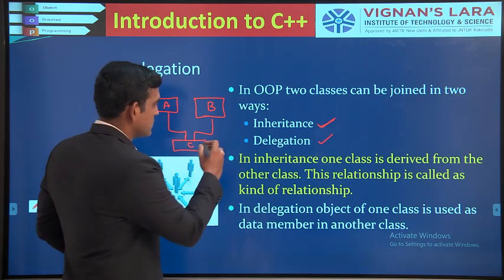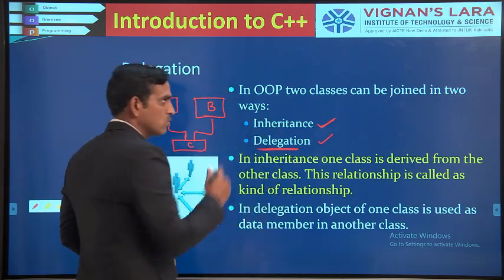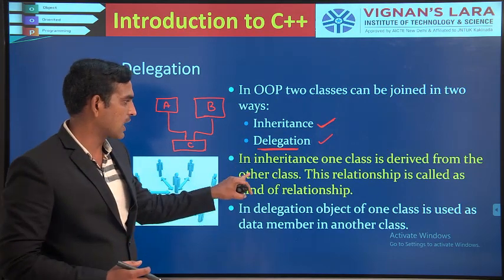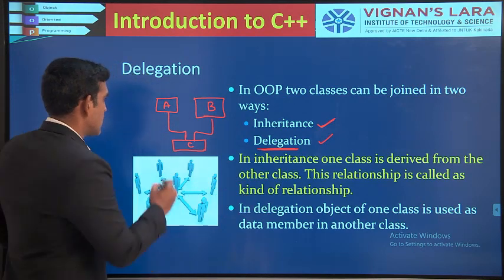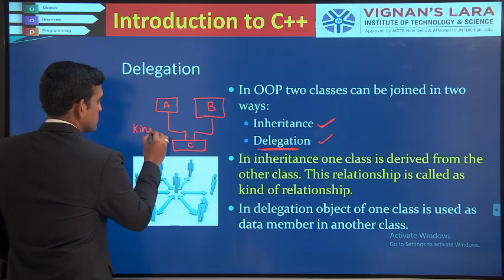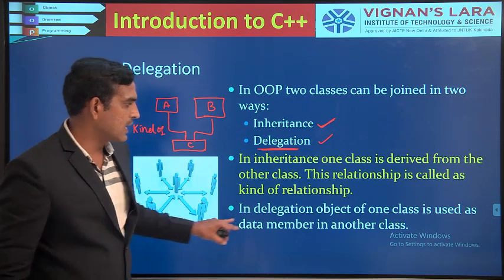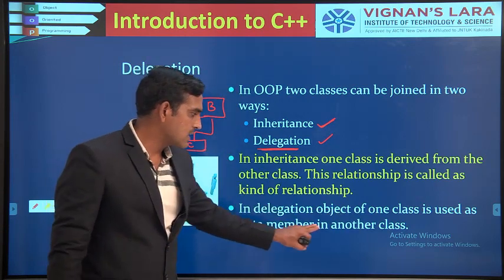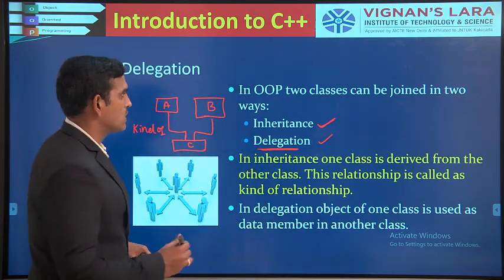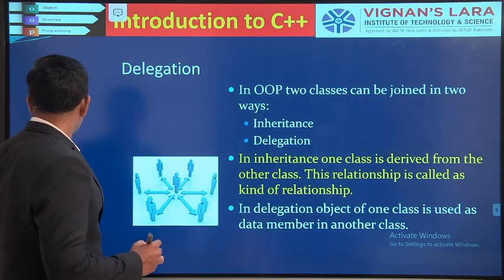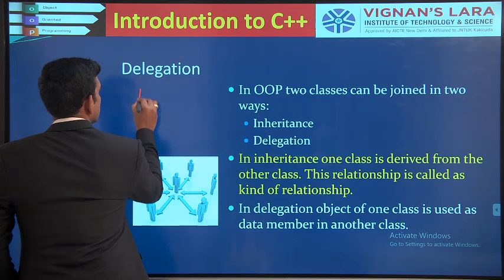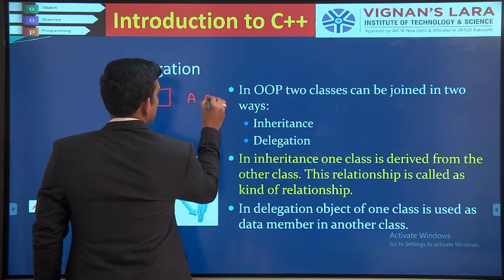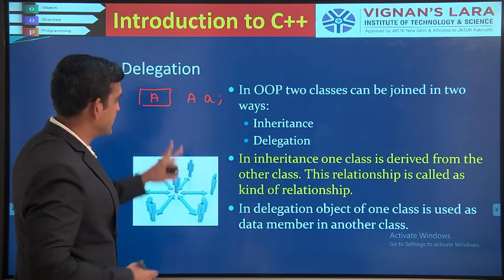Apart from this one, there is another concept called delegation, which will be used to combine or join two classes. In inheritance, one class is derived from the other class. This relationship we will be calling a kind-of relationship. In delegation, the object of one class is used as a data member in another class. So how we are going to implement delegation is, we will be having one class A. Using that class we will be creating objects. We are creating one object.